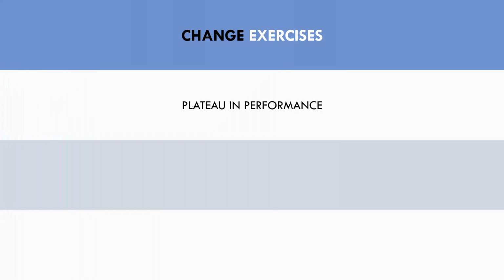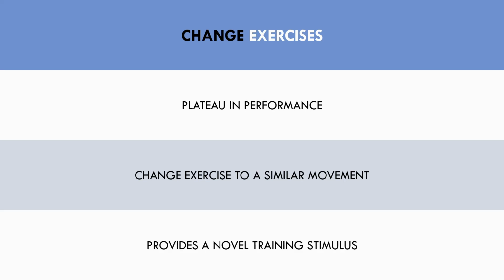And the last strategy a trainee can implement is to change exercises. This should be implemented if the trainee has been performing the same exercise for multiple mesocycles in a row and they initially saw good progress but have now plateaued in performance. It may then be a good idea to change exercises to another similar exercise which targets the same muscle groups. This can allow a new training stimulus that the trainee can adapt to.